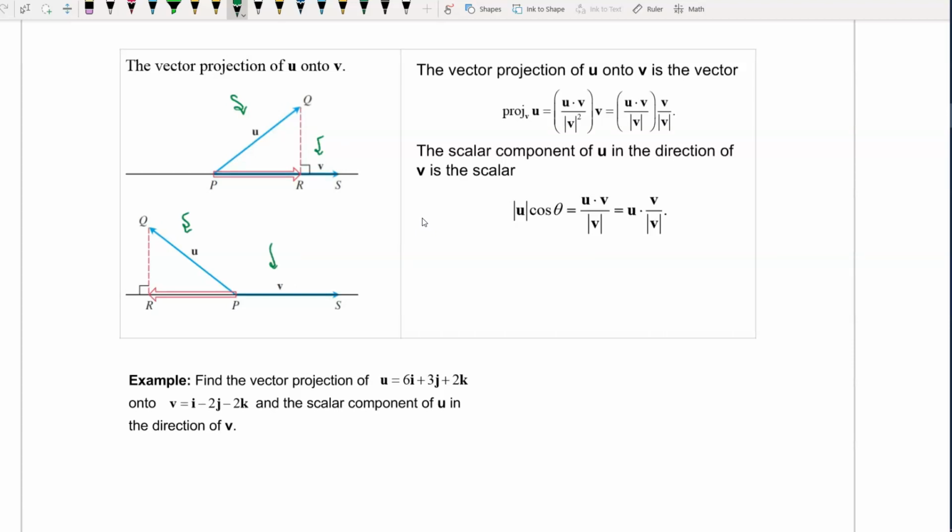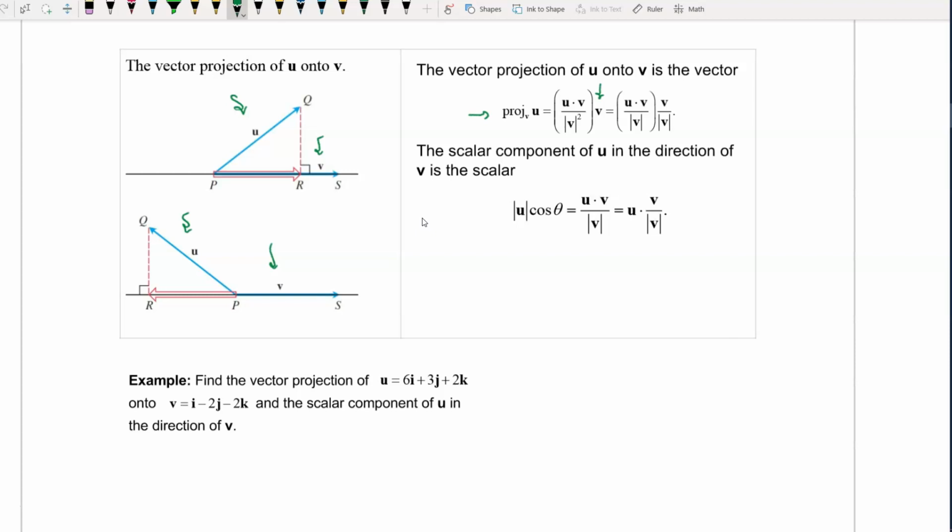The vector projection of u onto v is the vector projection u onto v. That is equal to u dot v divided by the length of v squared, multiplied by this vector v. That is equal to u dot v divided by the length of v, multiplied by this direction v divided by the length of v.